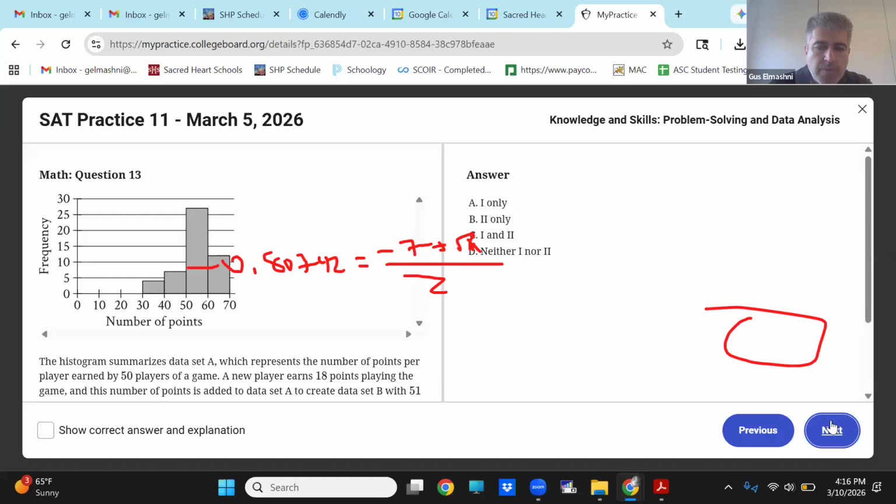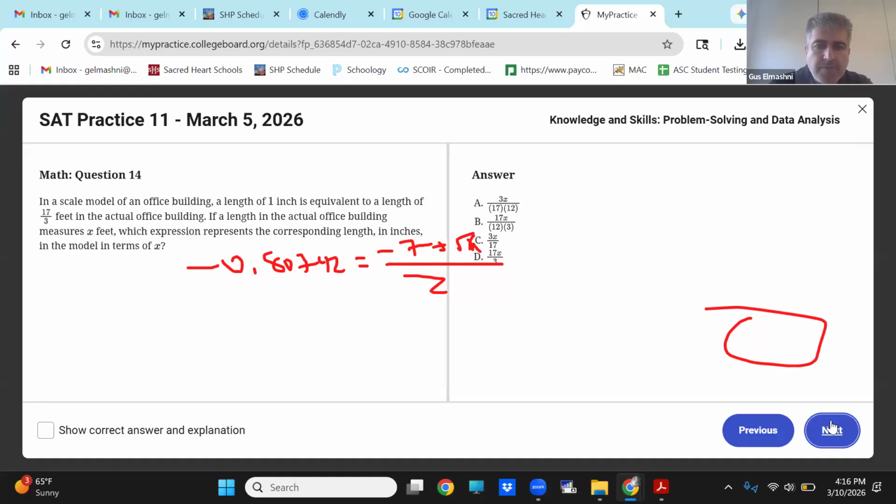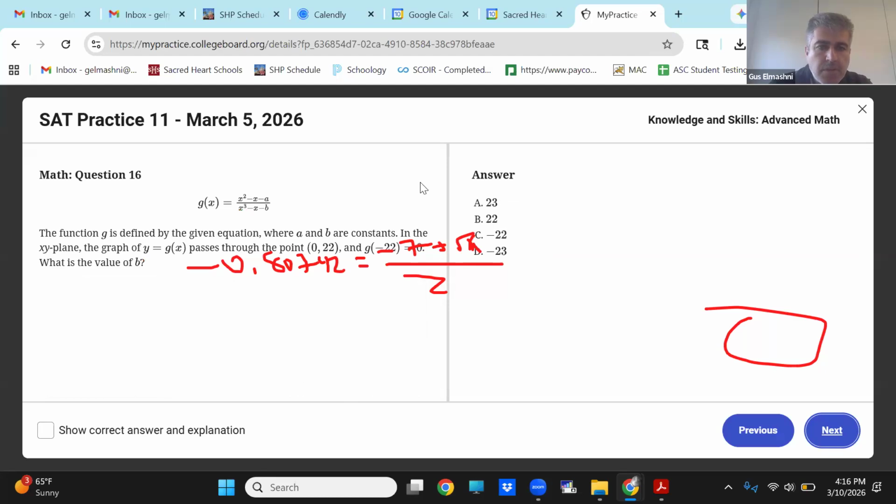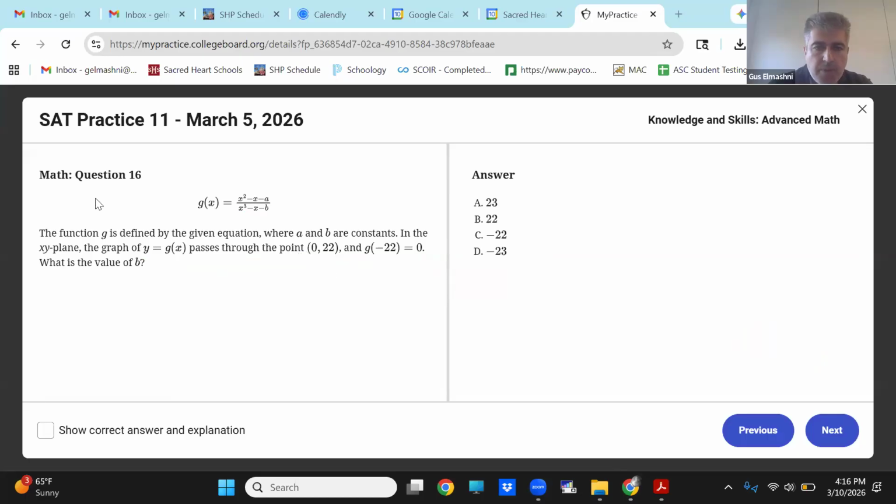Another opportunity where we use some strategy or Desmos. Was a strategy, I would say, more so than anything else. Let me clear the screen. So they say that this equation passes through the point 0, comma 22. So, sometimes you just want to plug in numbers. So 22 equals 0 minus A over 0 minus B. So you get A over B equals 22, or A equals 22B.